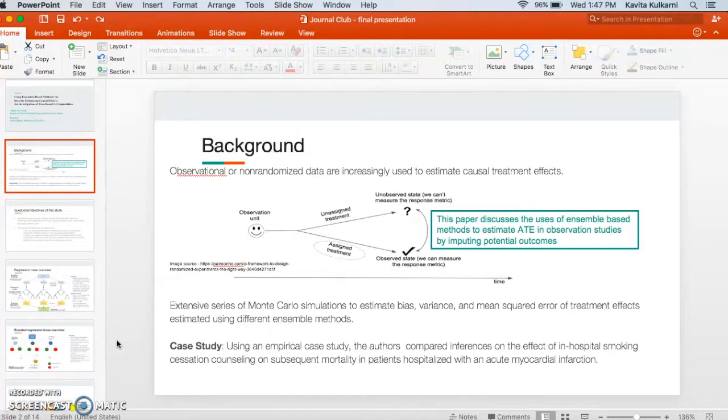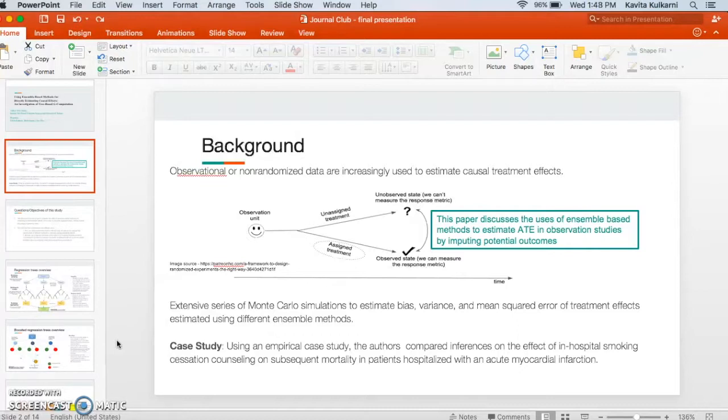So how do we really know the effect of a treatment when we do not know what the effect of not treating a given patient is? So that's when imputing an outcome becomes very relevant. So this paper discusses the uses of ensemble-based methods to estimate the average treatment effect in observational studies where outcomes are imputed. So the authors use extensive series of Monte Carlo simulations to estimate the bias, variance, and also MSE of treatment effects, estimated using various ensemble methods.